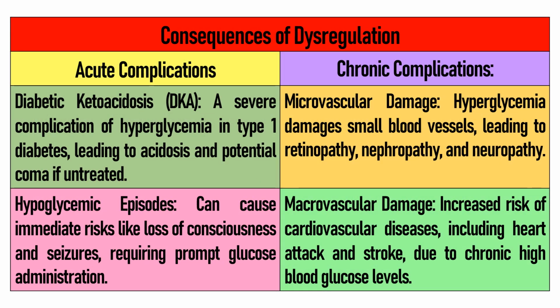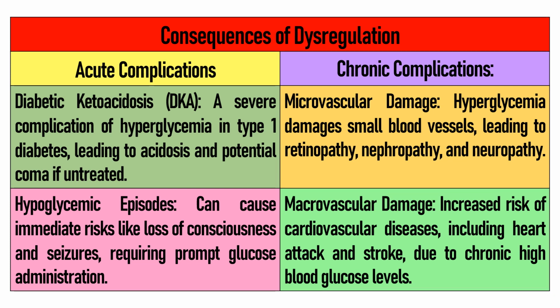What are the consequences of dysregulation? What happens if the body cannot regulate blood glucose levels properly? There may occur acute complications. Diabetic ketoacidosis. It is a severe complication of hyperglycemia in type 1 diabetes, leading to acidosis and potential coma if untreated. Hypoglycemic episodes can cause immediate risks like loss of consciousness and seizures, requiring prompt glucose administration. Untreated hypoglycemia, a condition of low blood glucose, can even cause death.